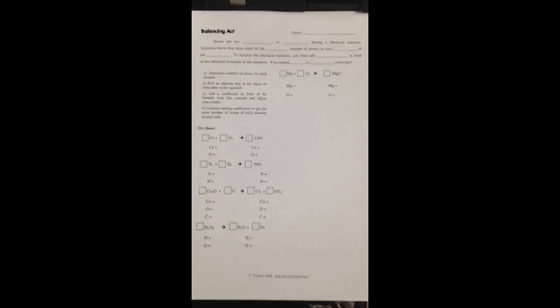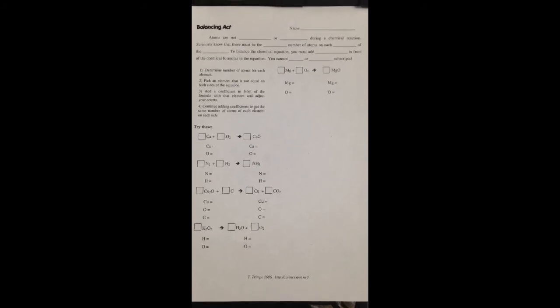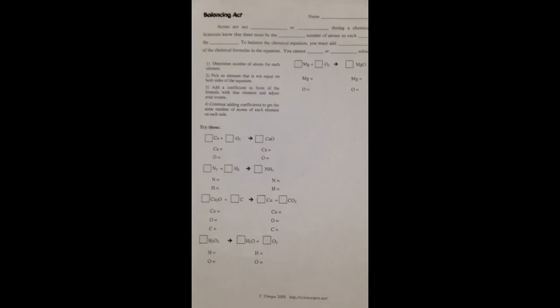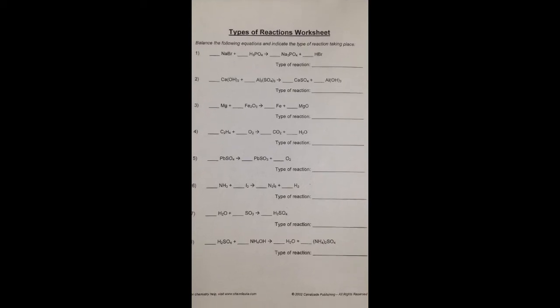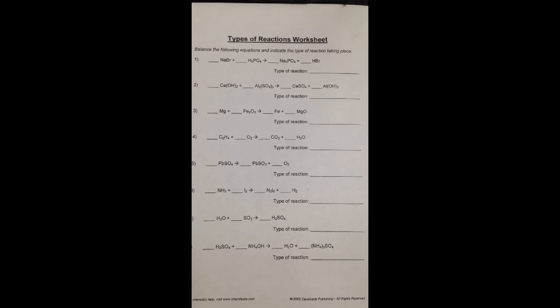So the homework for my academic class will be to do this balancing act worksheet. Don't really worry about the top paragraph too much. I just want you to focus on balancing the equations. You can also probably identify these equations at this time. I also want you to complete the types of reaction worksheet. Again, this is more practice balancing equations and identifying each type of equation. Remember the 5 types we talked about: synthesis, decomposition, single replacement, double replacement, and combustion.